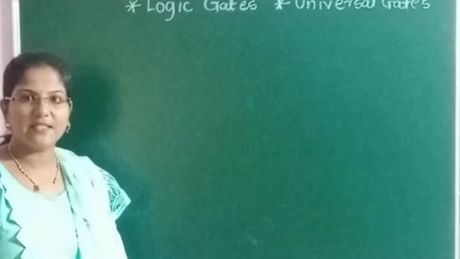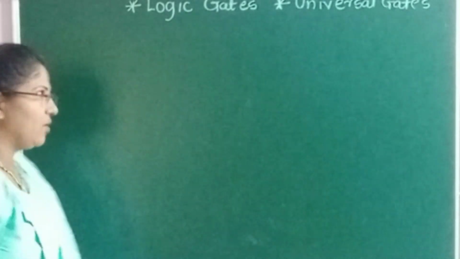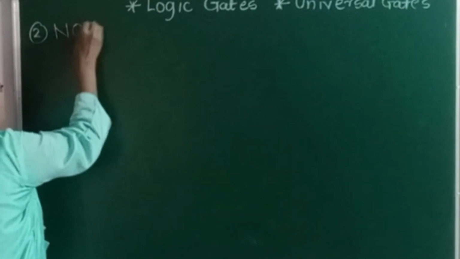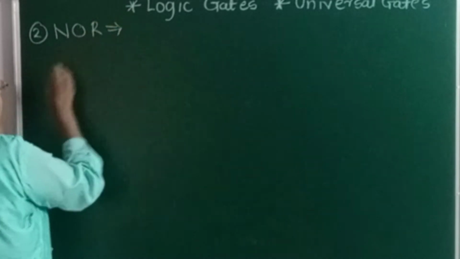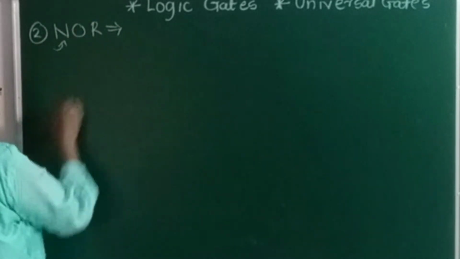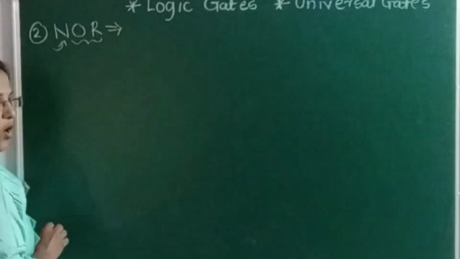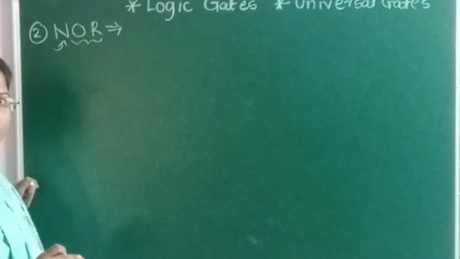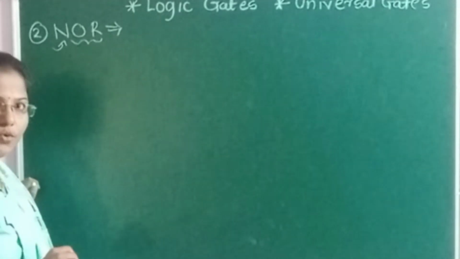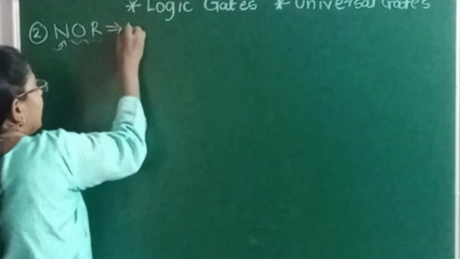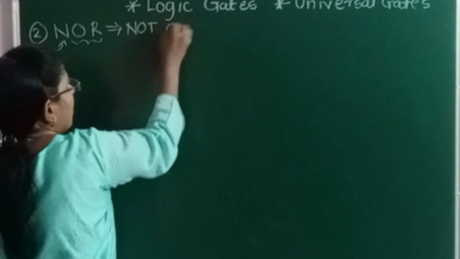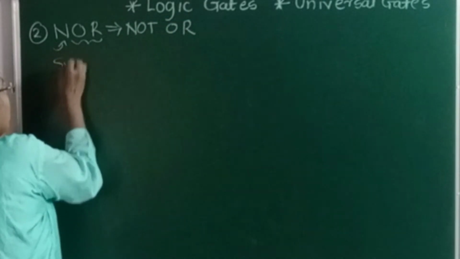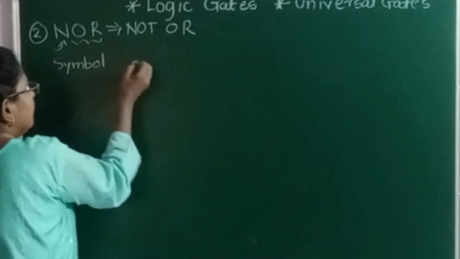Now we'll start with the second universal gate, that is the NOR gate. Here also the name itself indicates this N is nothing but the NOT and this is the OR. So this is going to perform the operation which is exactly opposite to the OR gate. So here I will write NOT OR. The symbol of this is, first I have to draw the symbol of the OR gate.